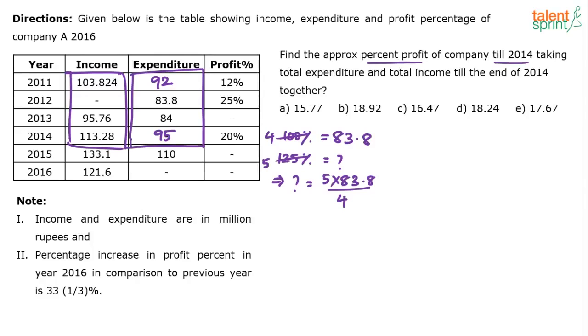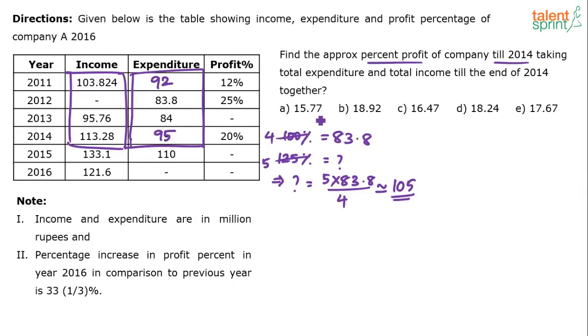Now 5 into 80 is 400. I'm splitting 83.8 as 80 plus 3.8. So 80 into 5 is 400, and 3.8 into 5 is 19. So 419, and 419 by 4 is approximately 105. Yeah, I think we can do an approximate calculation here.